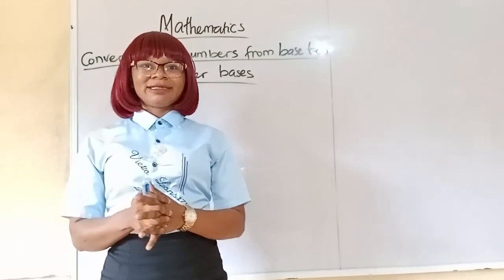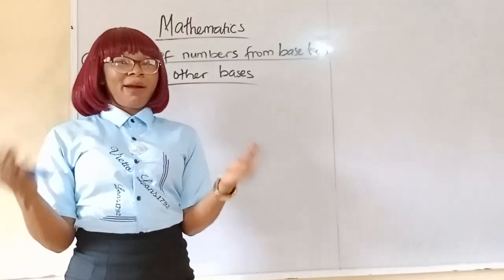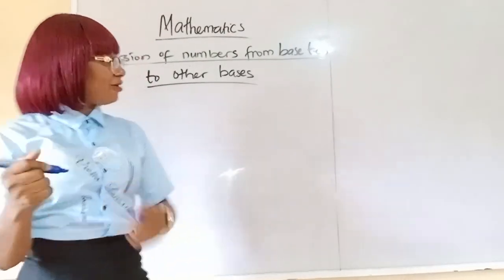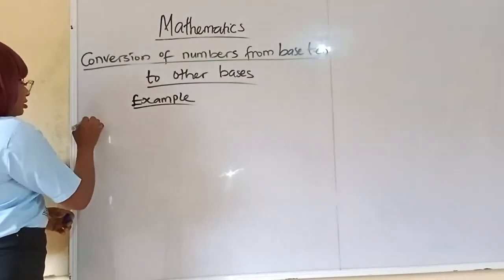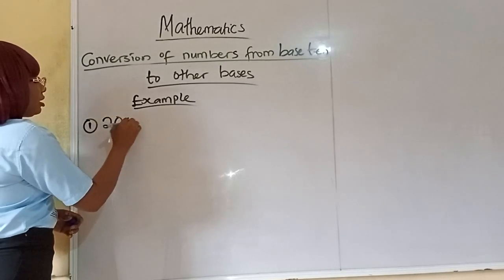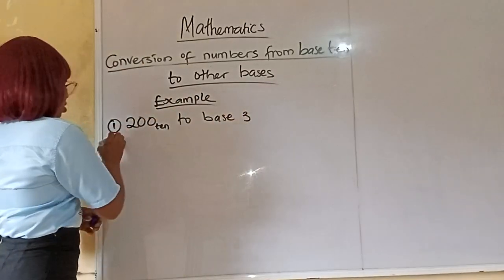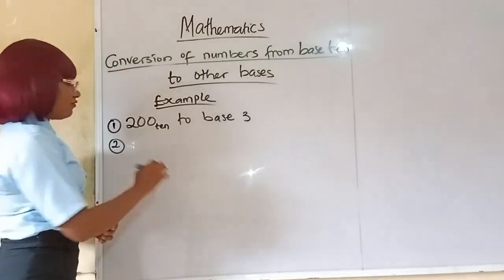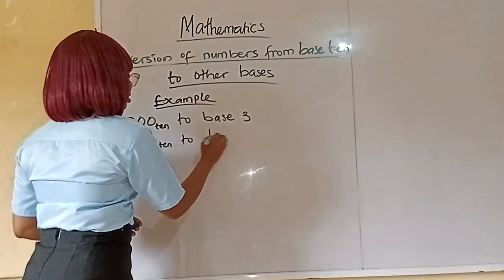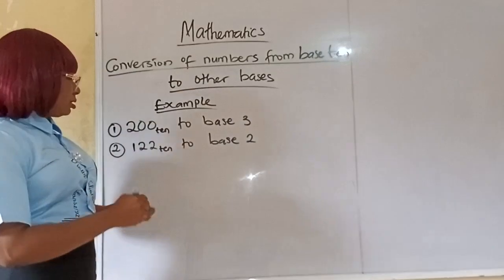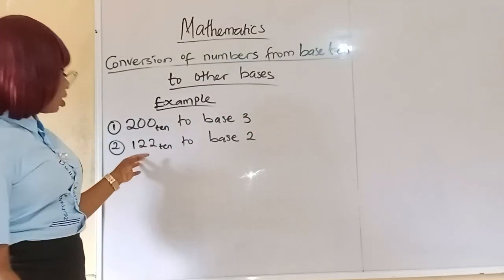Another operation we want to look at is how to convert numbers from base 10 to other bases. That's to convert from our normal counting base to other types of bases. For example, if the question says convert 200 base 10 to base 3, and maybe the second one you are asked to convert 122 base 10 to base 2. So you see, this is our normal counting base, 200, the normal 200. We are asked to take it to base 3. This is 122, that's 122.